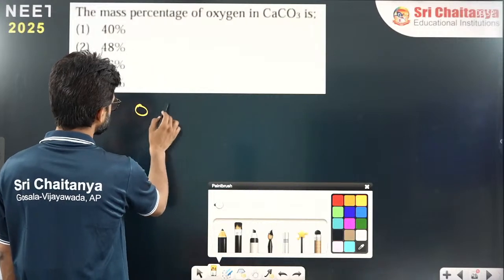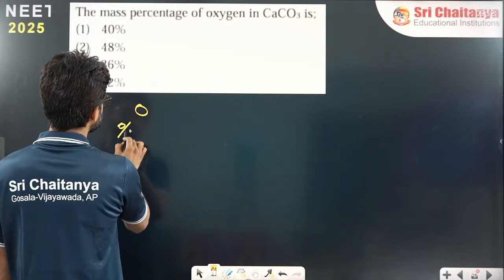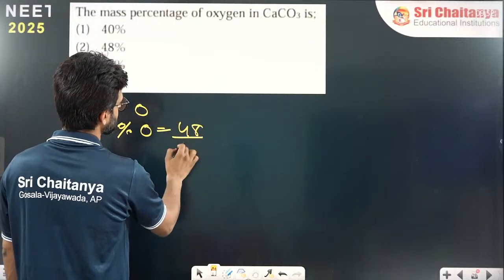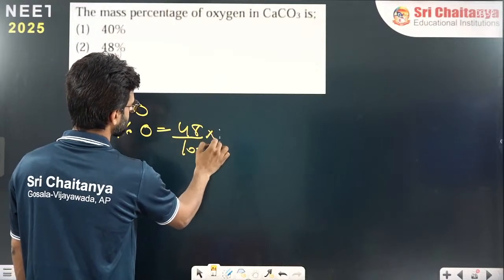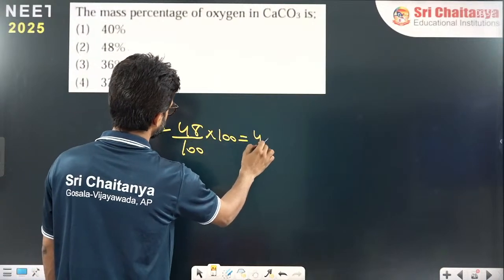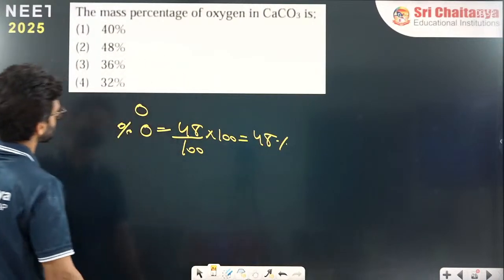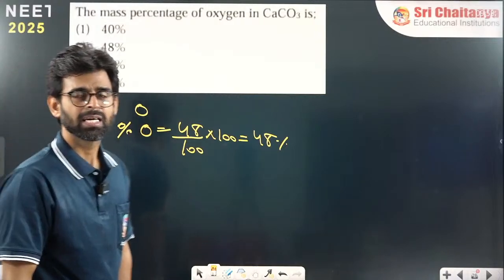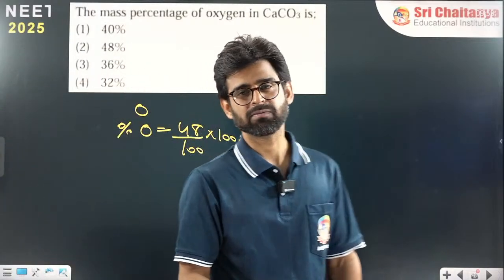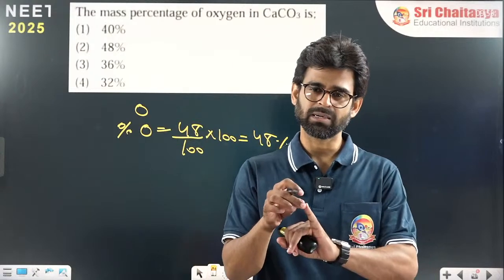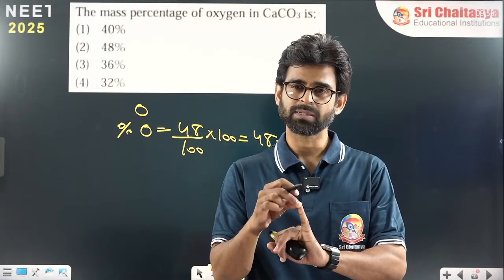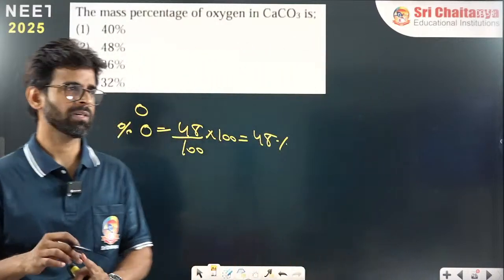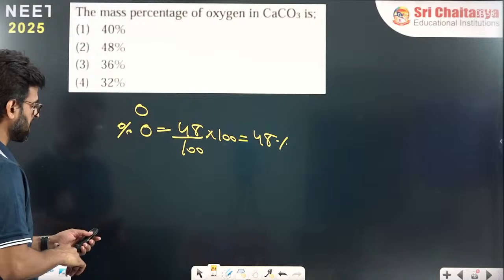Okay, so what are they asking? If I want to find the percentage of oxygen, I should take weight how much? 48 divided by 100 into 100, right? Previously we found the weight of carbon. Carbon was 12%, oxygen how much? 48%, and definitely the remaining part is what? Your calcium. 40% calcium, 12% carbon, 48% what? Oxygen. That's it, fine. Easy.